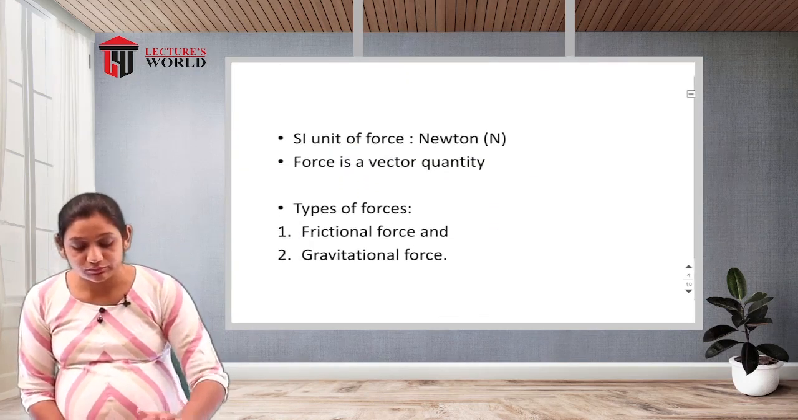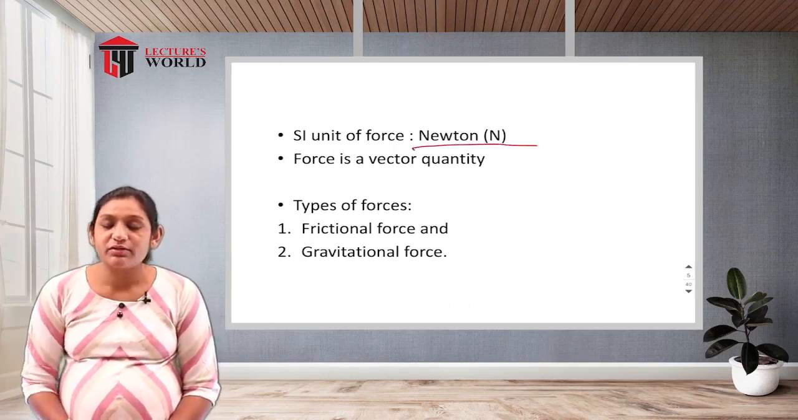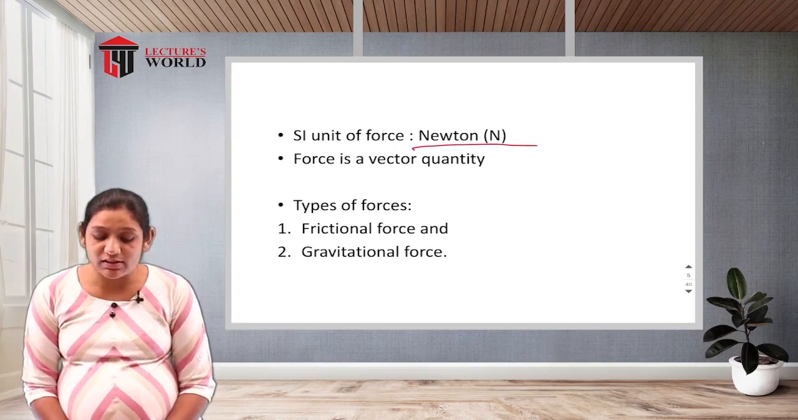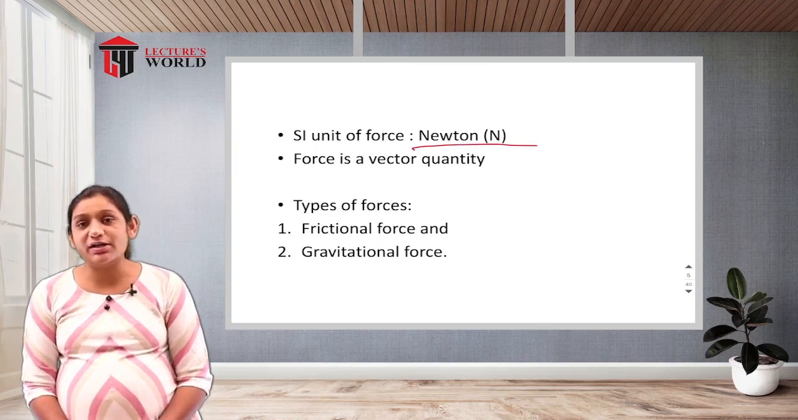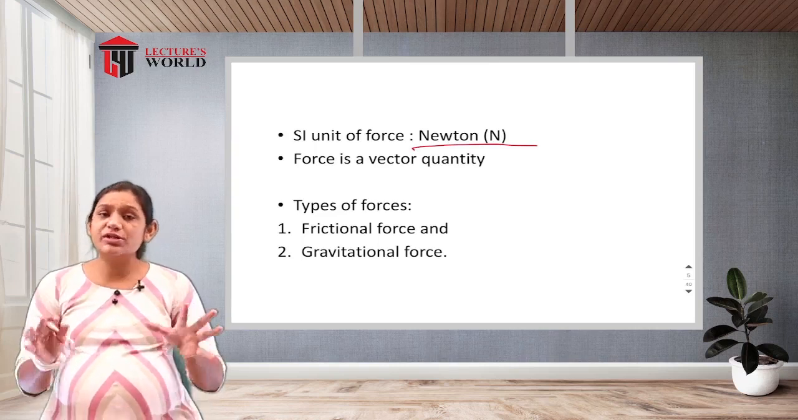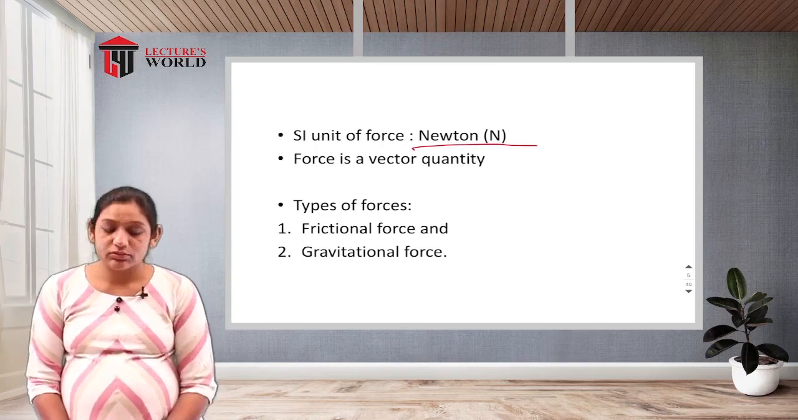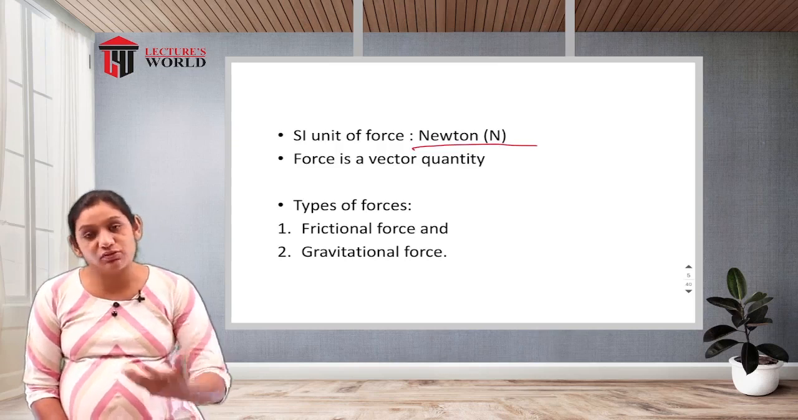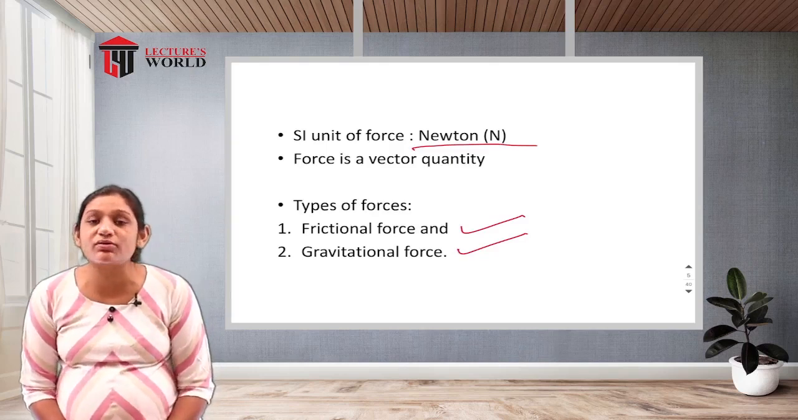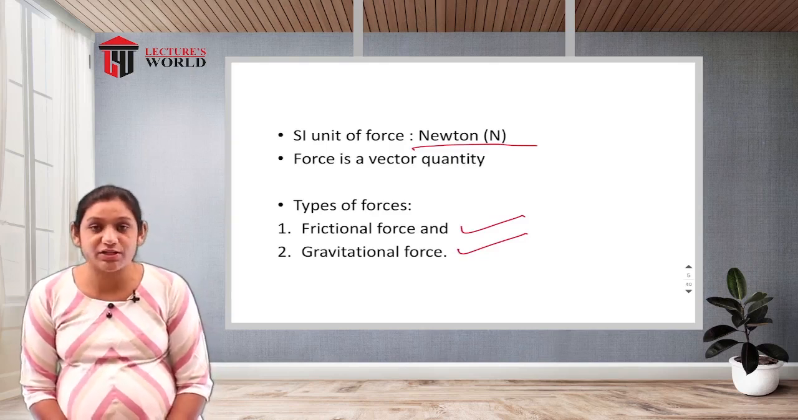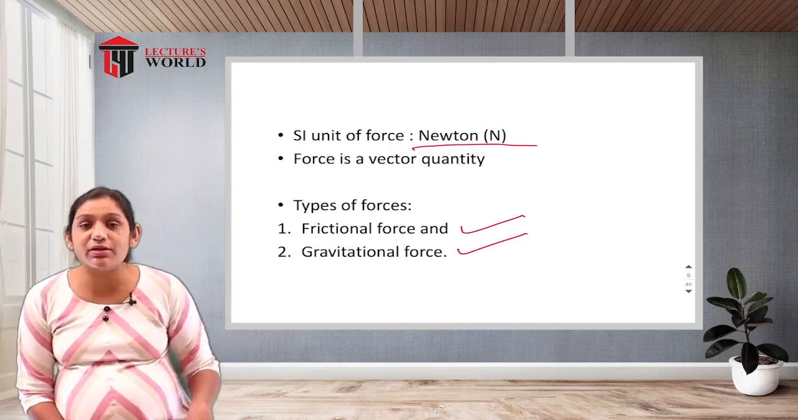Next, what is the SI unit of force? Everybody knows it is the Newton, and force is a vector quantity. Which are the types of force? There are frictional force and gravitational force. The first is frictional force and the second is gravitational force. Let us talk about them in detail.